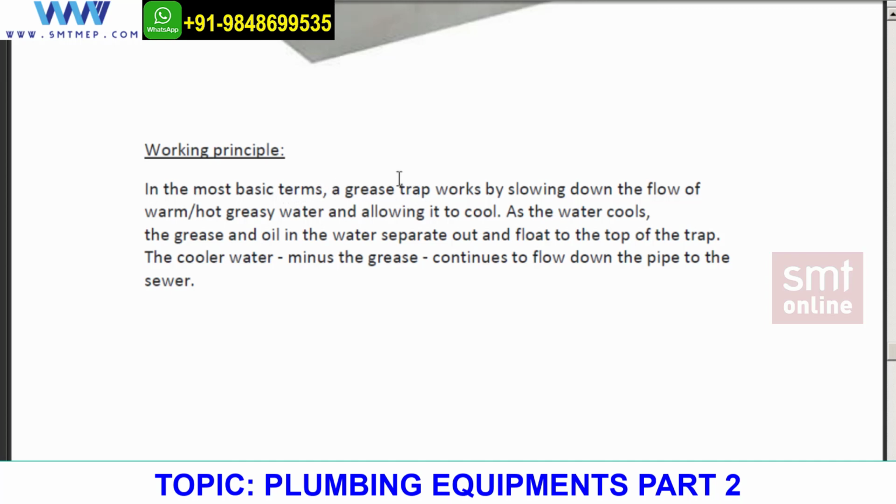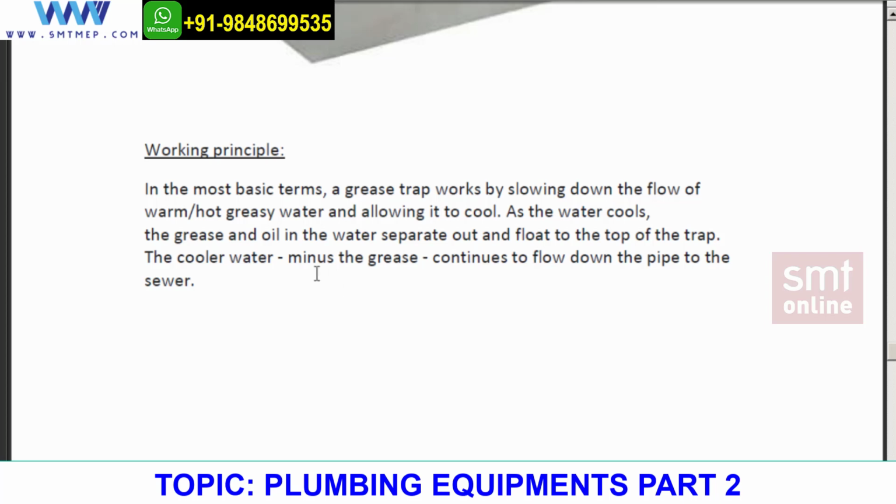In the most basic terms, a grease trap works by slowing down the flow of the warm or hot greasy water and allowing it to cool, as I said. As the water cools, the grease and oil in the water separates out and floats to the top of the trap. That means the surface of the water, isn't it? The cooler water, minus the grease, continues to flow down the pipe to the sewer.